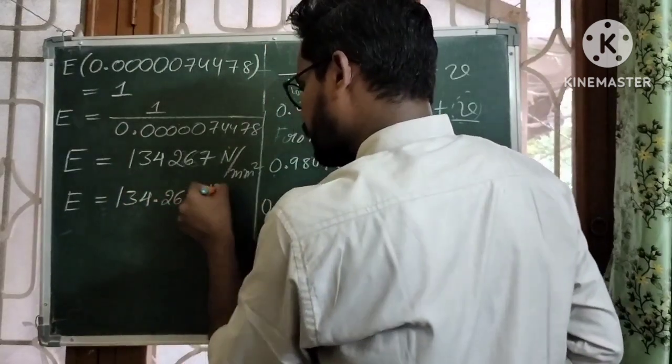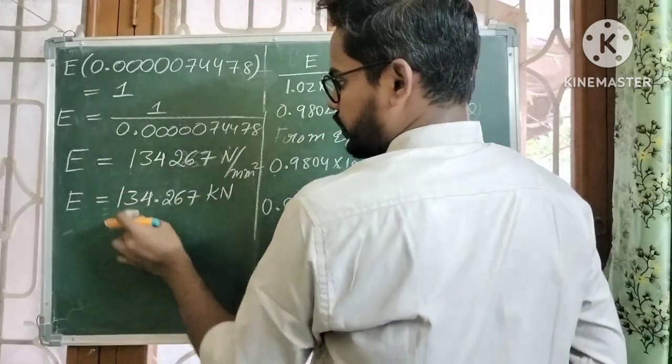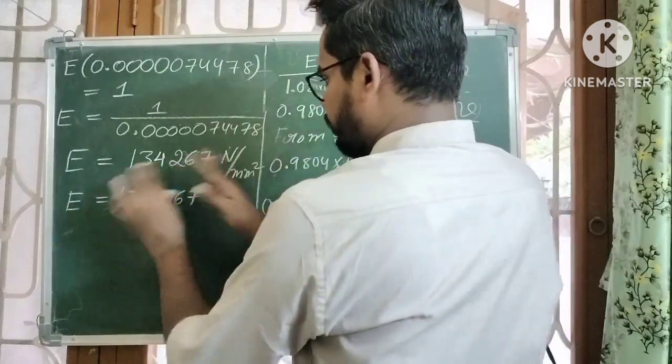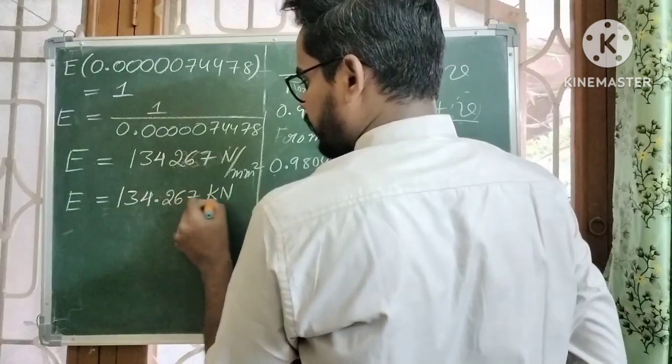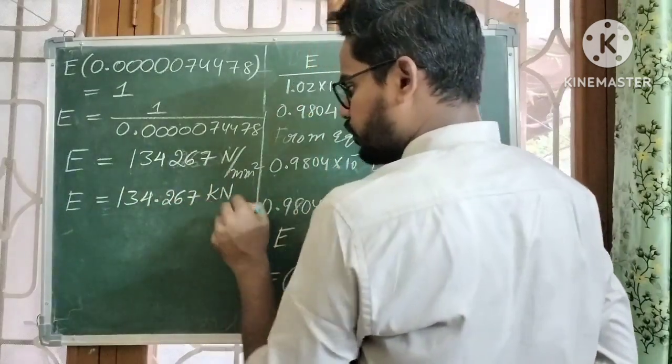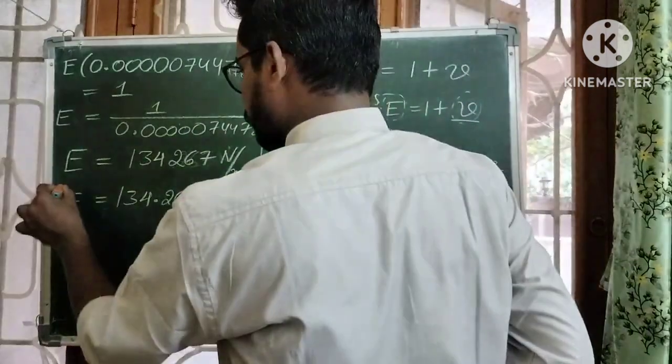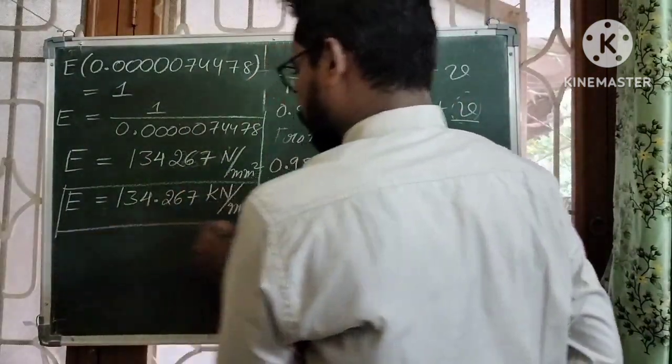So anyhow, E is equal to 134.267 kilonewton. Let us move the decimal point 3 places from right to left. So 1, 2, 3. You will get into 10 cube. 10 cube means kilo. So kilonewton per mm square. This is the value of Young's modulus of the given rod material.